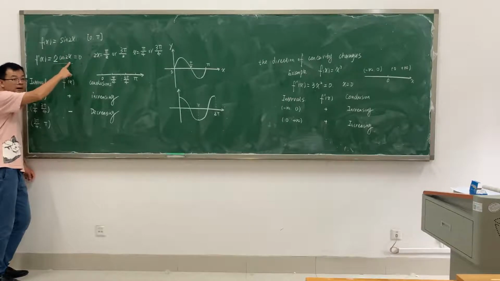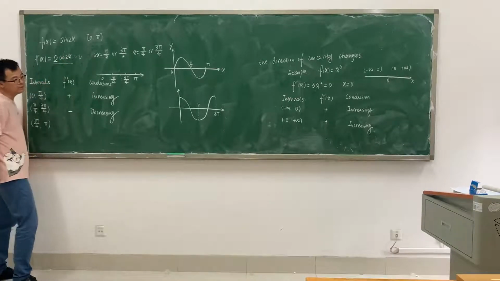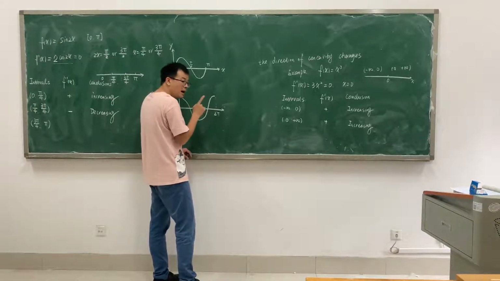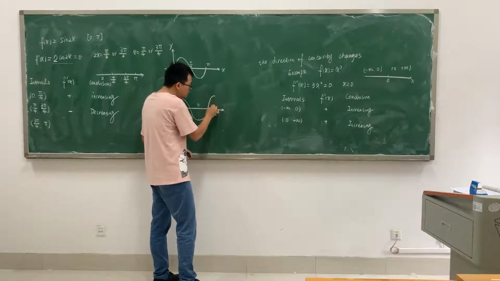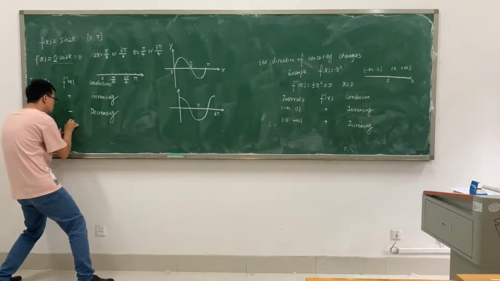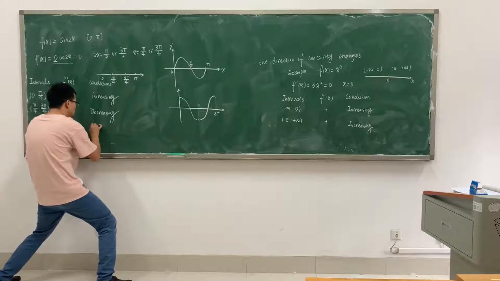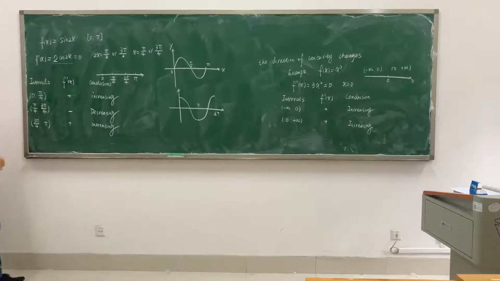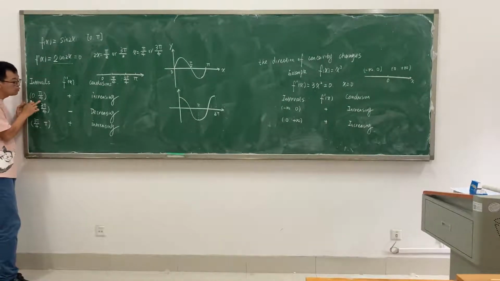Cosine 7 pi by 4 is positive or negative? Positive. So 7 pi by 4 actually is here, so it's positive, so here it means increasing. So now we can see in this interval: increasing, decreasing, increasing, okay?